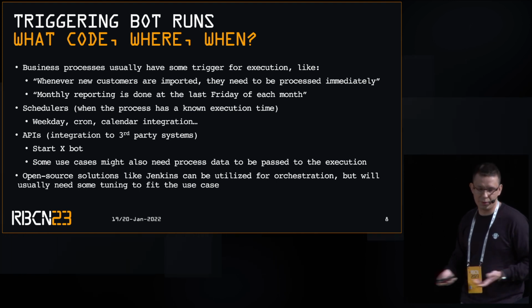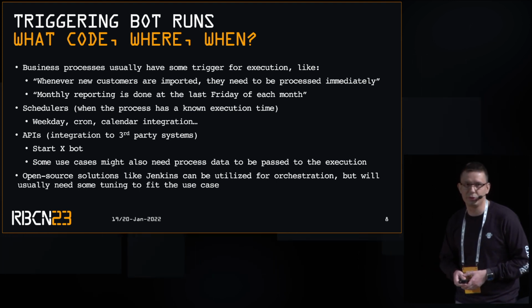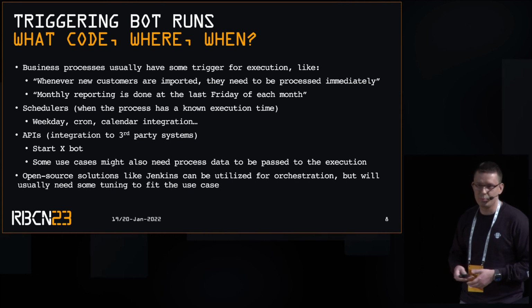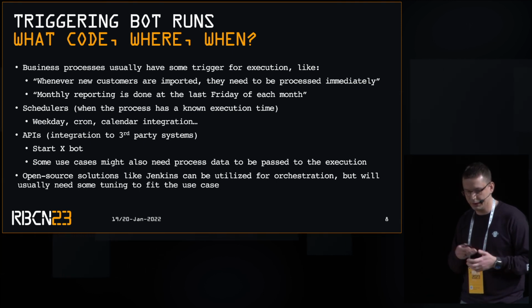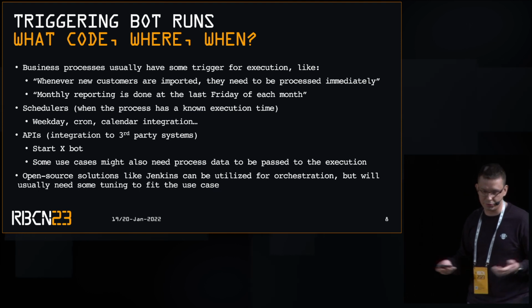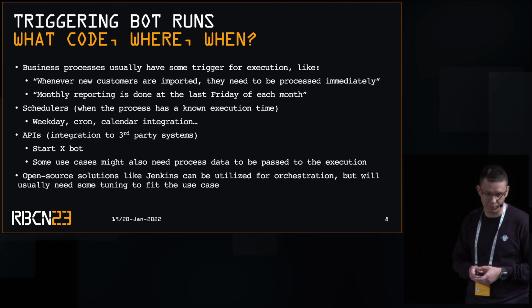Of course, there are open source solutions like Jenkins that can be utilized for the orchestration, but usually they will need a lot of fine-tuning to fit the RPA world because they are designed with test automation in mind.